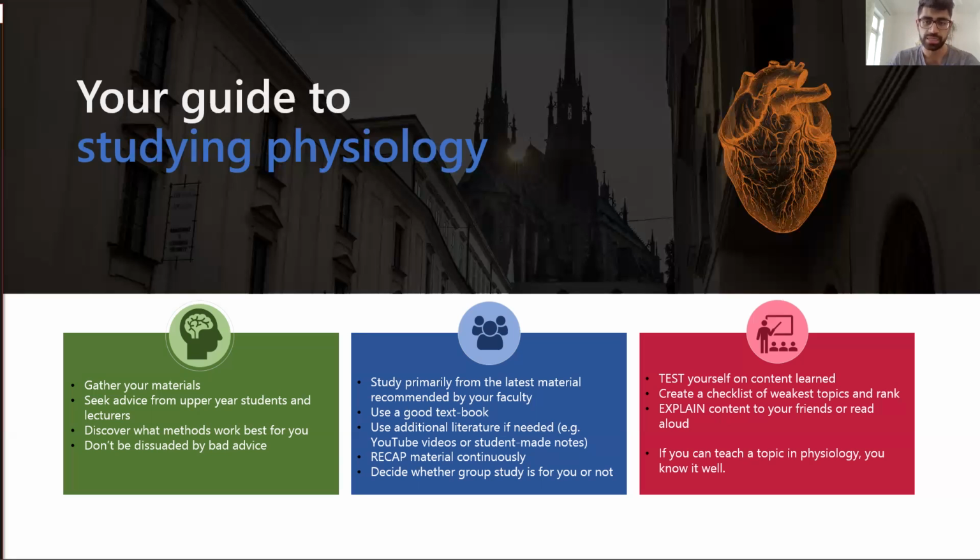So yeah, create a checklist, as I mentioned before, of weakest topics, and rank them. If you're someone who has studied physiology before and you're repeating the subject, or you've studied it last semester and you want to know where to start this semester, I'd recommend breaking down all the topics. For example, general physiology, cardiovascular, renal, GIT, respiratory, endocrine, etc., and just rank them in terms of your weakest topic first, and start with that one.